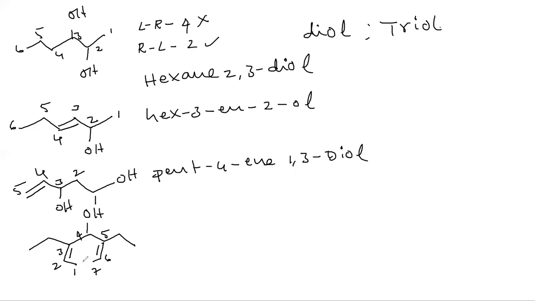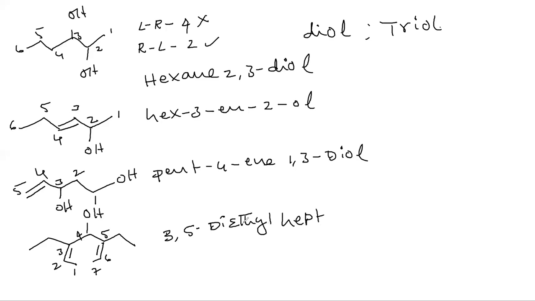So now, what is the name of this compound? How many carbons do we have? 7 carbons in the parent chain. And what are the substitutions we have? The third and the fifth positions have substitutions. What is the substitution? Ethyl substitution. 3,5-diethyl.